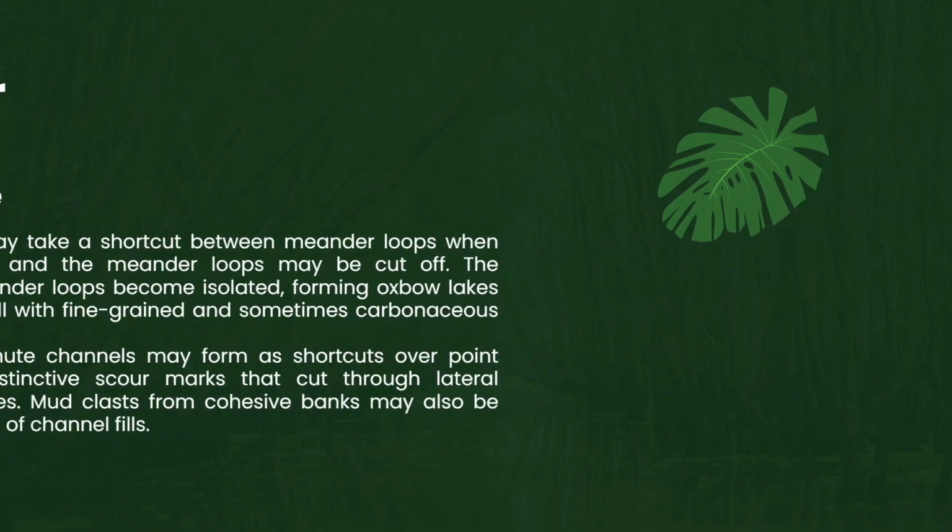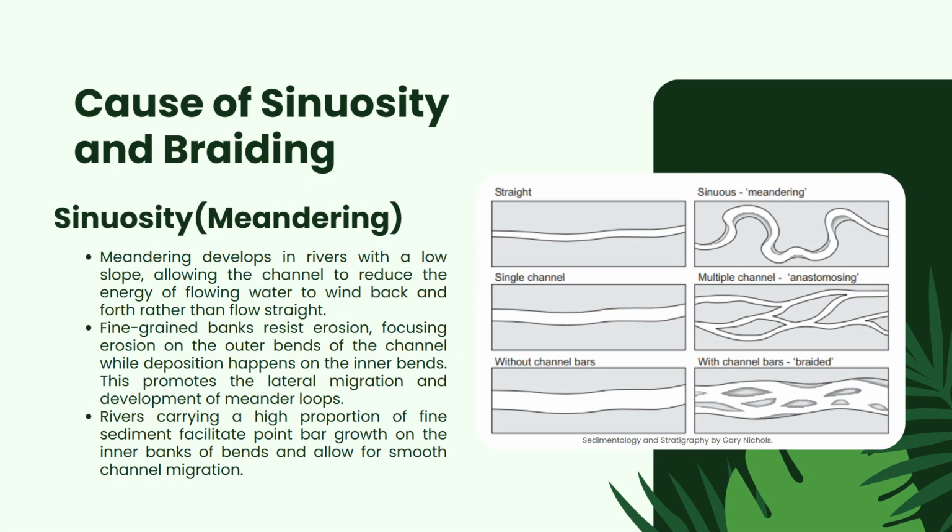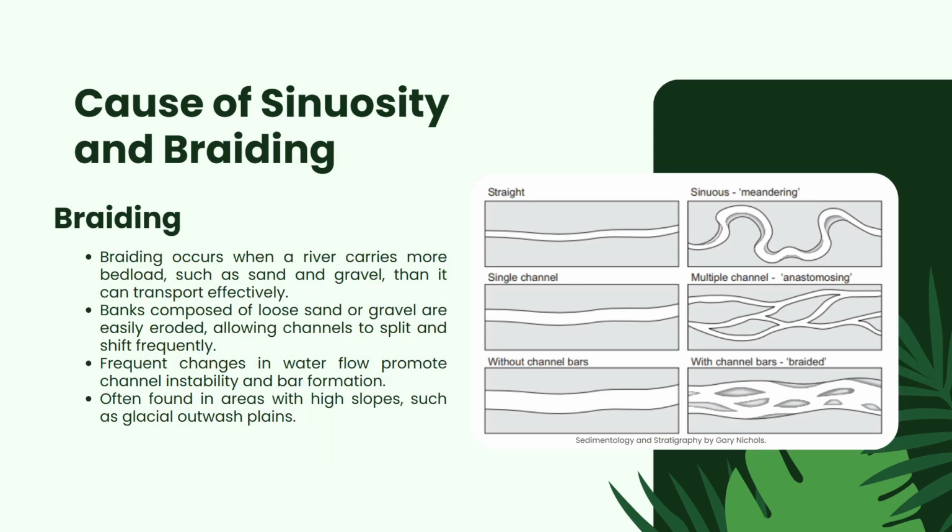Why do some rivers meander while others braid? River sinuosity or meandering typically develops where channels have gentle slopes, cohesive fine-grained banks that resist erosion, and a predominance of suspended sediment, encouraging lateral migration and the formation of meanders. In contrast, river braiding occurs where channels have steeper slopes, banks made of easily eroded coarse material, and a high bed load of gravel and sand, resulting in unstable channels that split and shift frequently, forming multiple intertwined channels separated by bars.